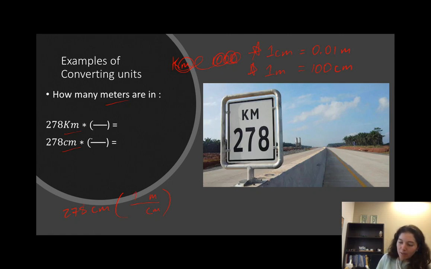So if we did 1 meter on the top and 100 centimeters on the bottom, then you end up with 278. Sorry. It should be smaller than that. It should be 2.78 meters because we're dividing by 100. If you did it the other way, 278 centimeters times 0.01 meter over 1 centimeter. Remember, this is 10 to the minus 2. Remember that? You end up with the same number. So that's how you do basic SI unit conversions.